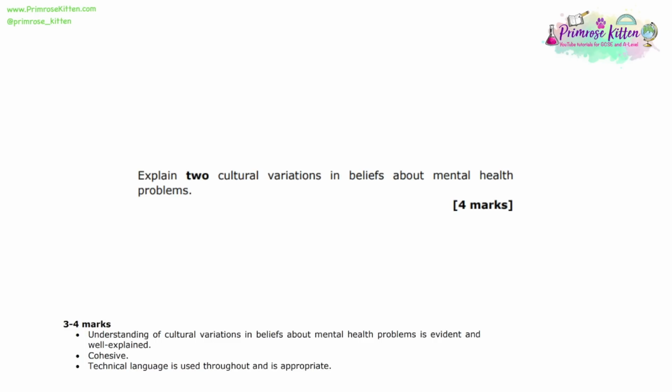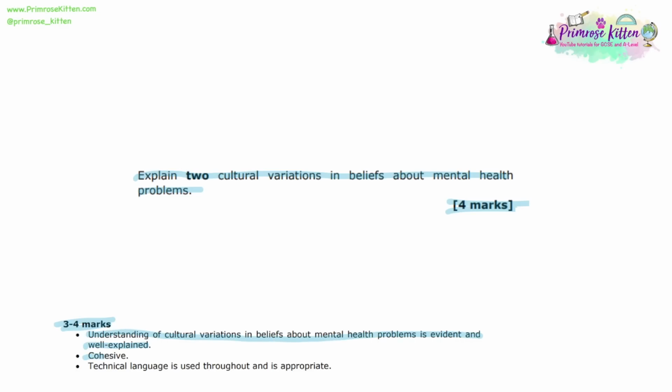Explain 2 cultural variations in beliefs about mental health problems. There are 4 marks available for the question. We can see from the mark scheme here that to achieve in the top mark band, so to achieve 3 or 4 marks, the understanding of cultural variations in beliefs about mental health issues should be evident, present throughout the response, and be well explained.